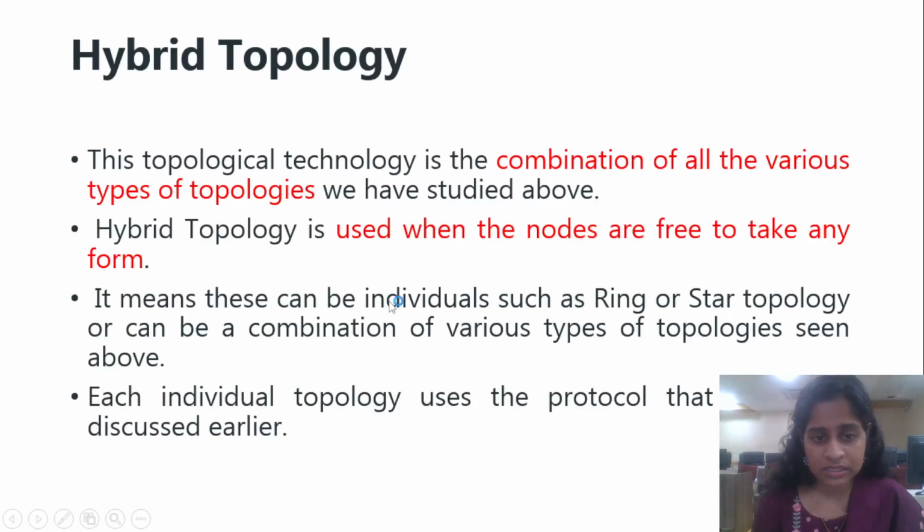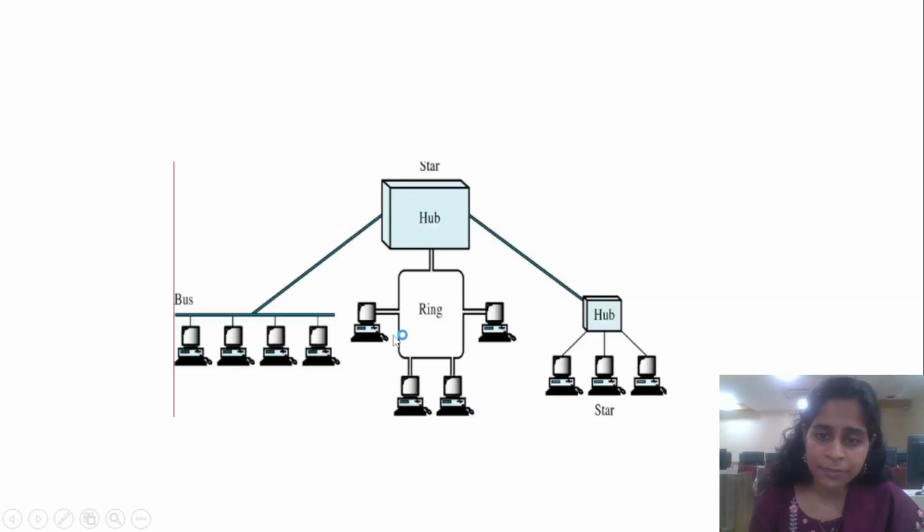These can be individual topologies such as ring and star, and we combine them to form a hybrid topology. This is a hybrid topology where a bus is there, then a star, a ring, and a hub again forming a star. The bus main cable is connected to a star with a central hub. Here it forms a ring, and again this hub is connected to another hub to form a star. So here we can see the final hybrid topology where all the topologies are connected.